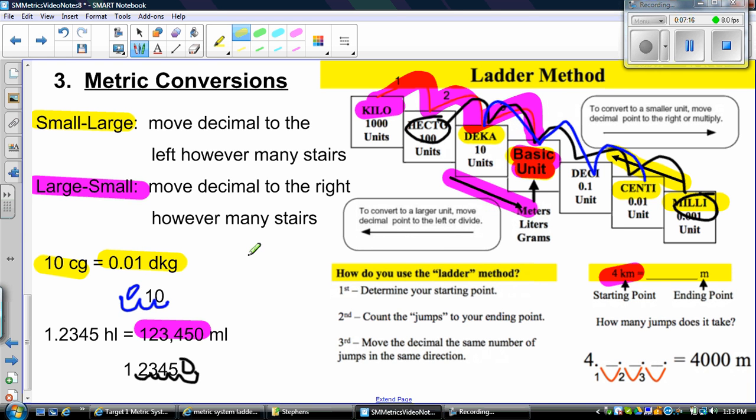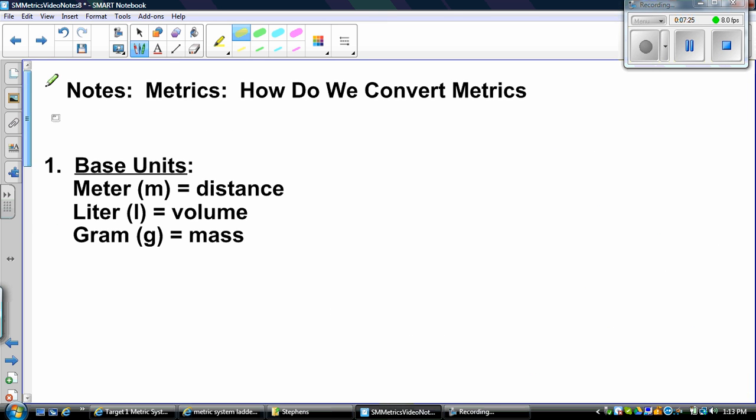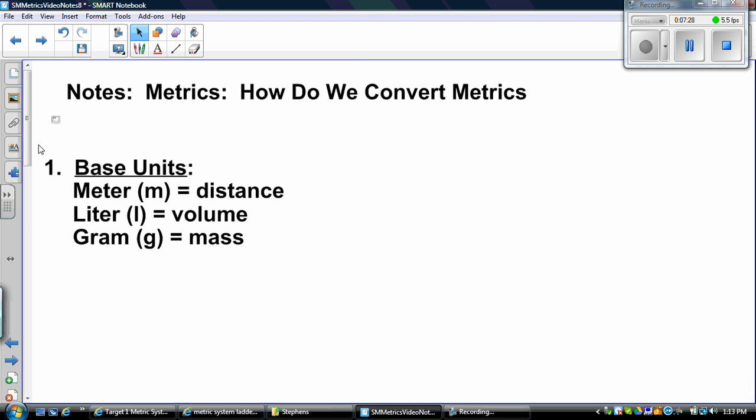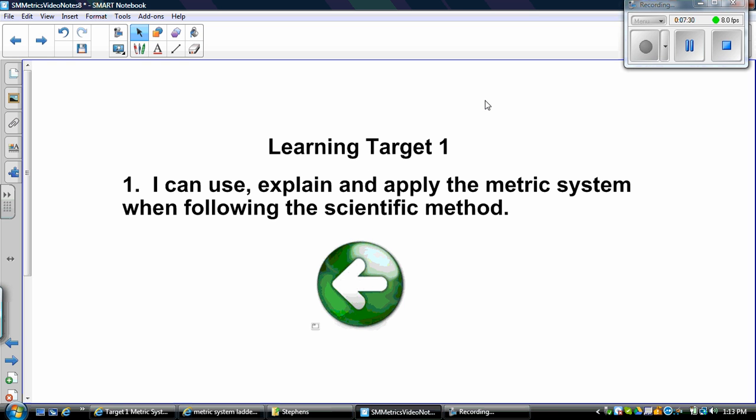Okay, so hopefully these examples have given you a good idea on how to convert metrics, and then you're going to start practicing with that when we get to class. So let's make sure we realize our learning target: I can use, explain, and apply the metric system when following the scientific method. So you should be able to decide which unit to use when you're doing an experiment. If you're measuring distance, you should be using a meter. If you're measuring volume, you should be using liters. If you're measuring mass, you should use grams.